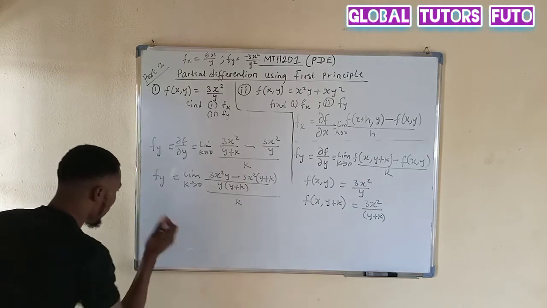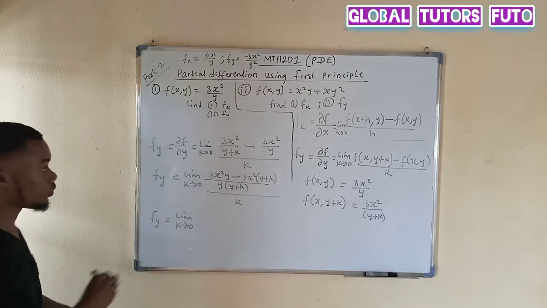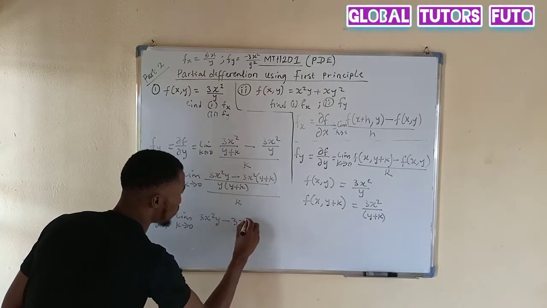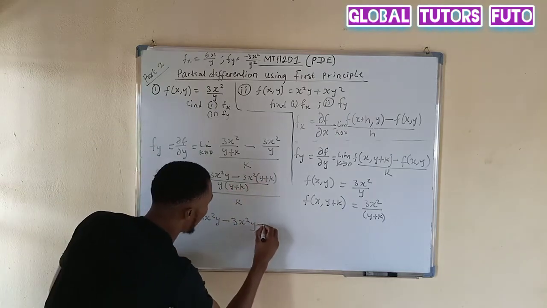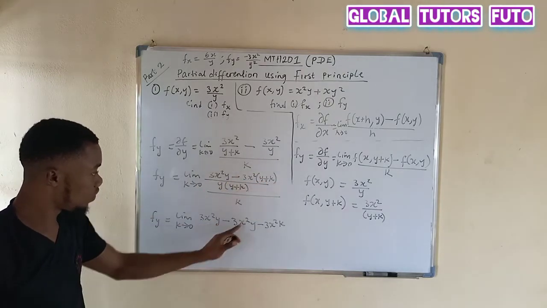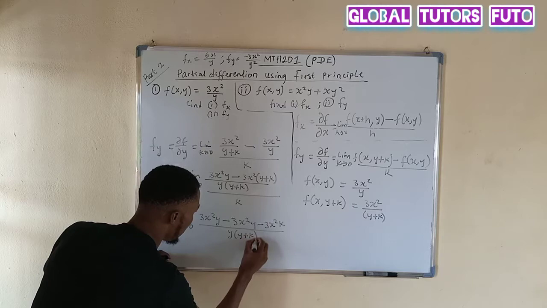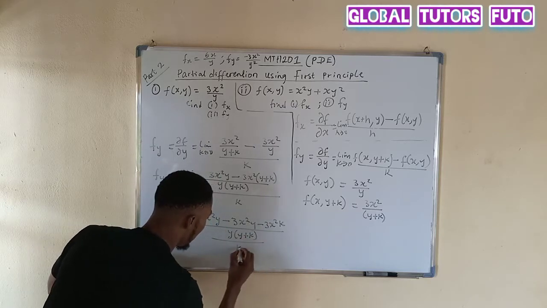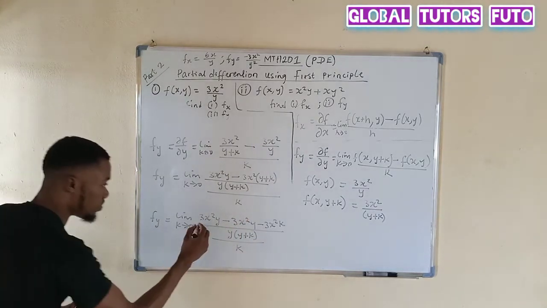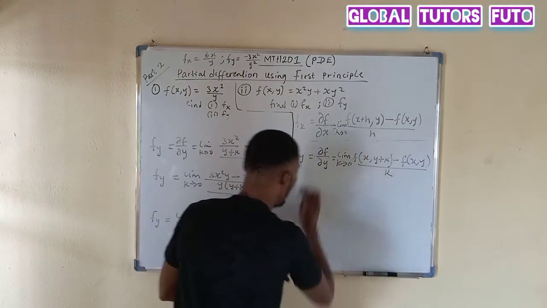So now, our f sub y will be equal to the limit as k goes to 0 of 3x squared y minus 3x squared y minus 3x squared k, everything over y bracket y plus k, over k. We are going to expand this, but before then, look at this and this. If we collect like terms, you find out that this one will take care of this one, both of them will go. So what are we left with now? Let me make some space here.